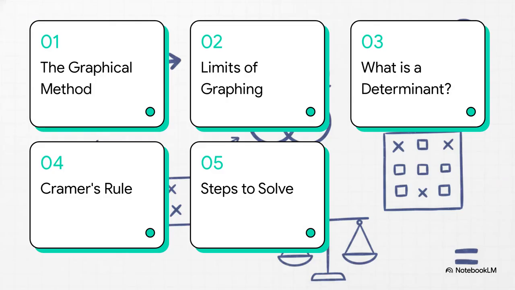Welcome, students! Today, we are going to learn an absolutely brilliant algebraic shortcut. But first, let's just quickly glance at our agenda for this explainer. We'll be looking at the graphical method, the limitations of graphing, what a determinant actually is, introducing Cramer's rule, and then summarizing the steps to solve these equations.